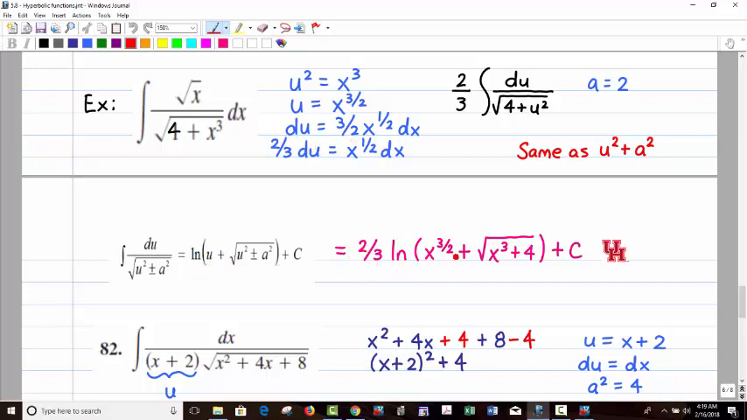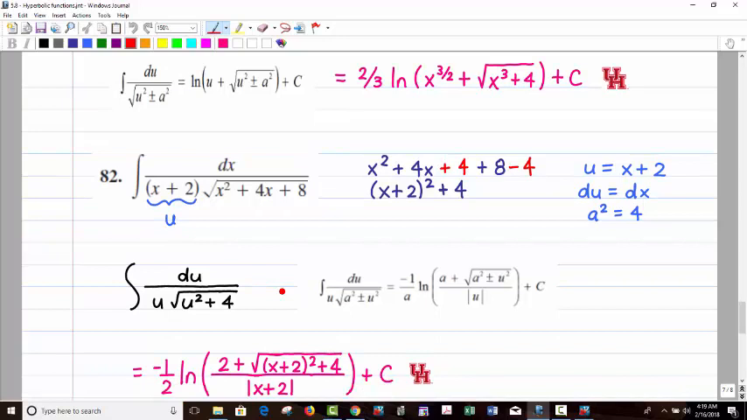You have ln of u, which is x to the 3/2, plus the square root of u squared plus a squared. Okay, obviously that makes no difference, but instead of 4 plus x cubed, I have x cubed plus 4. And then, of course, with any indefinite integral, we have our plus c. All right, very good. These aren't too bad.